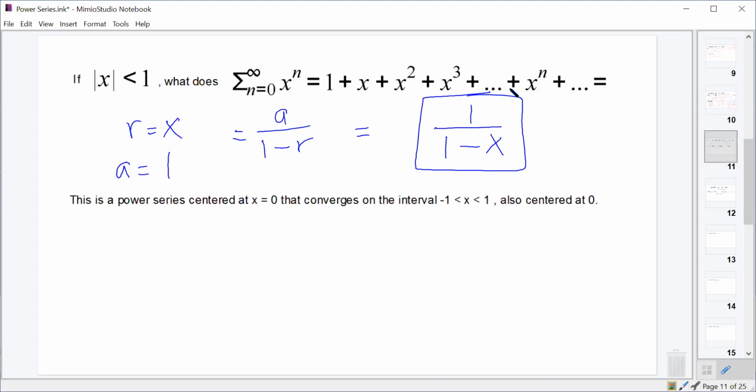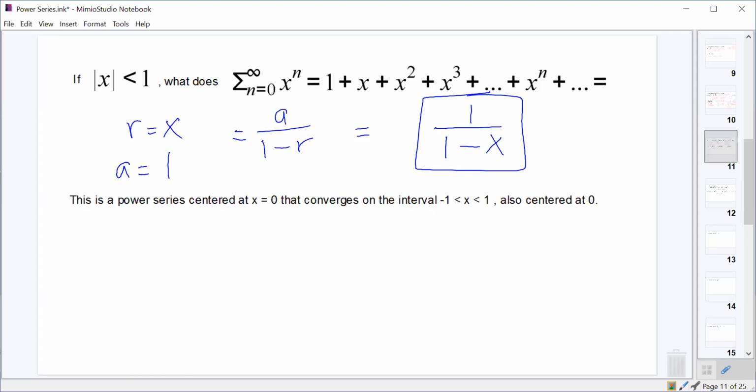And that's exactly what this series equals for x values between -1 and 1. Okay? We call this thing a power series. This power series is centered at x equals 0. The reason that we say it's centered at x equals 0 is because the interval of convergence is -1 to 1, and the middle of -1 to 1 would be 0.